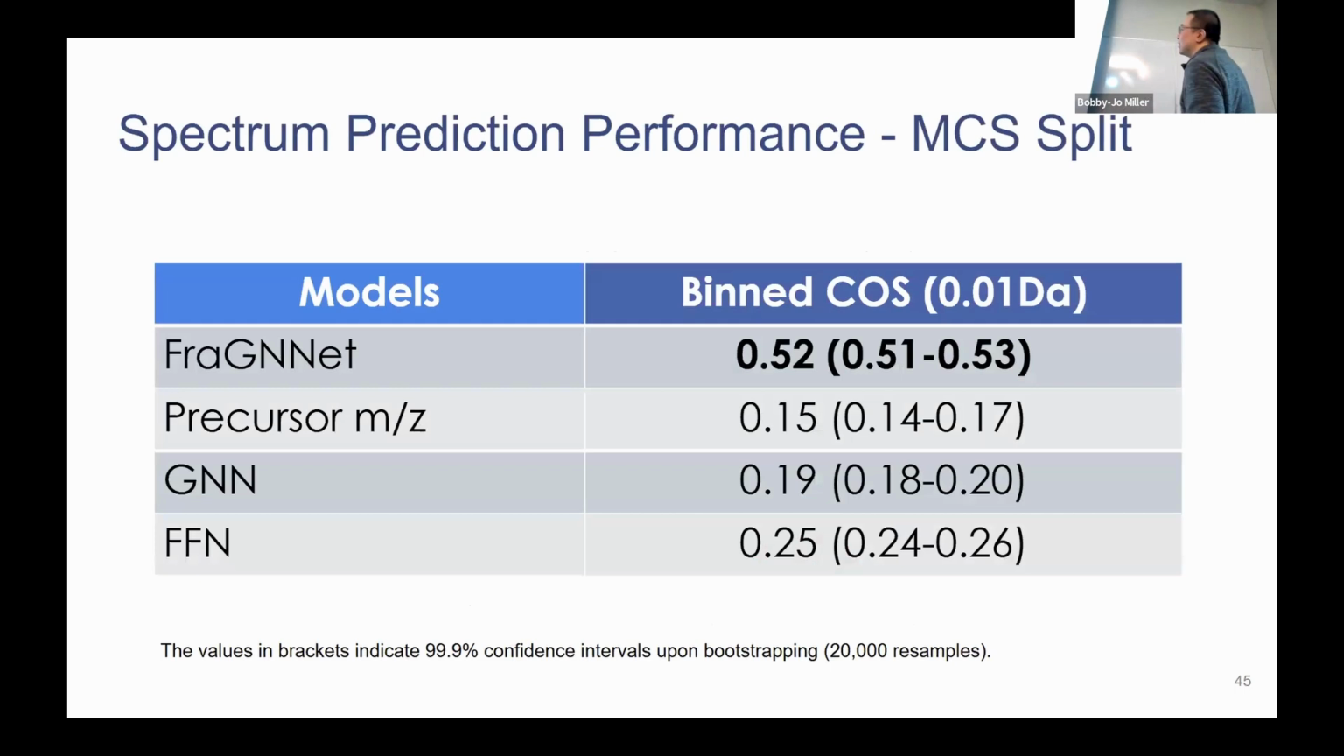Let's talk about the performance measures, since I only have 5 minutes. This is our performance on the MCS split. Everybody gets a giant performance hit because it's very hard. Also, this is only measured by the binned ones. FraGNNet itself is only doing 0.52, down from 0.71 on the random set, and the precursor ion only, which is just reporting the molecular mass directly without any machine learning, is able to do 0.15.